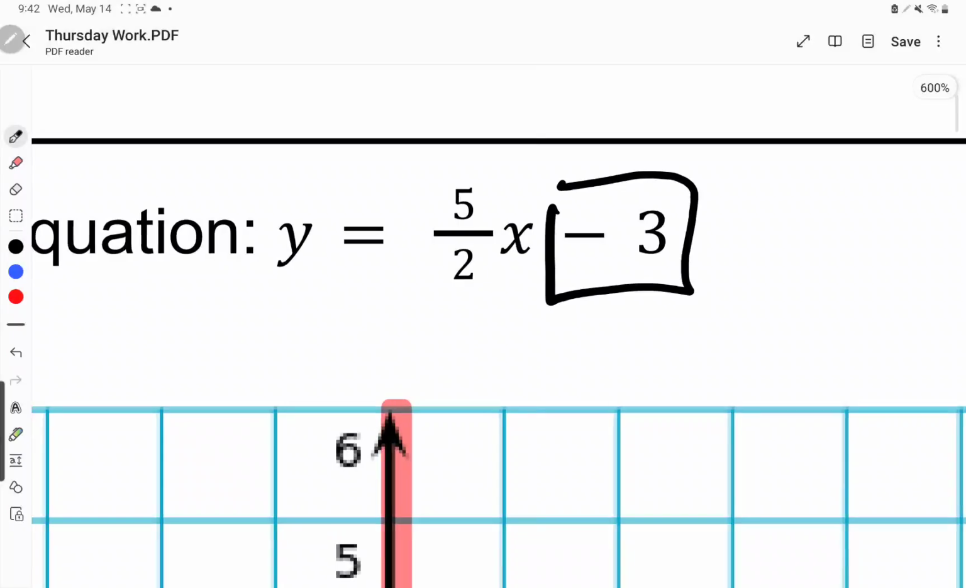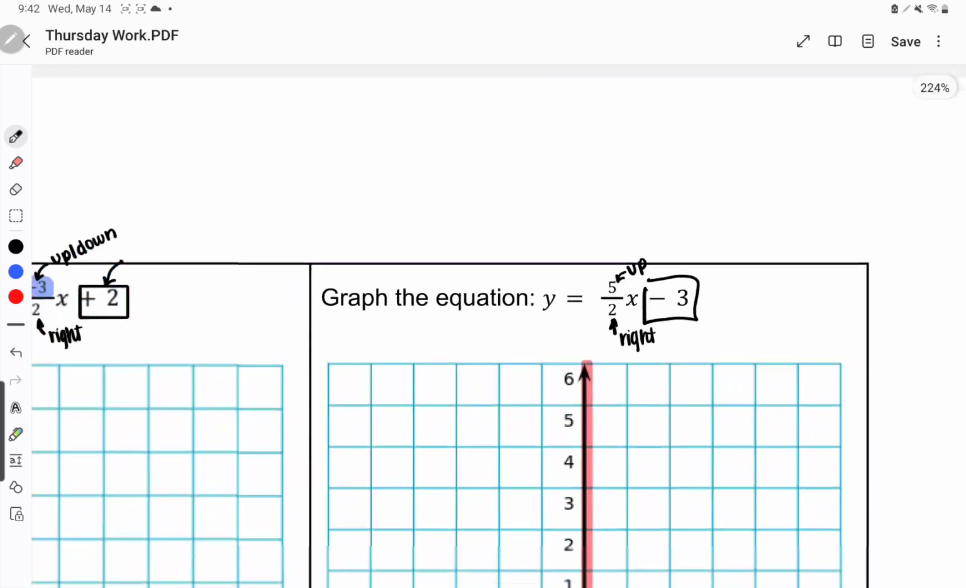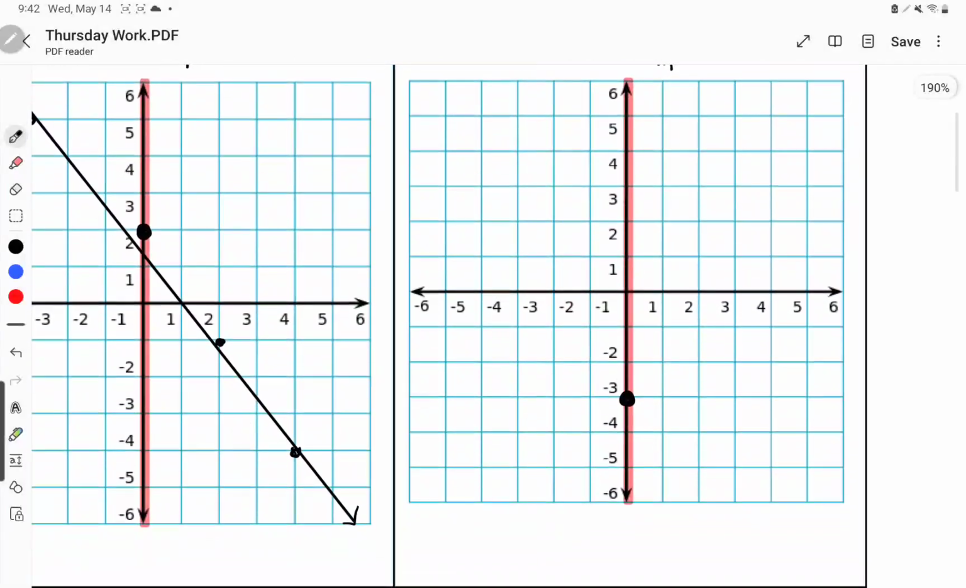And then are we going to go up or down? We're going to go up. Why would I go up? We're going to go up because this is positive, and how many are we going to go up? 5. And then we'll go to the right 2. So we'll go up 1, 2, 3, 4, 5, and then to the right 1, 2. So there should be a point right there.